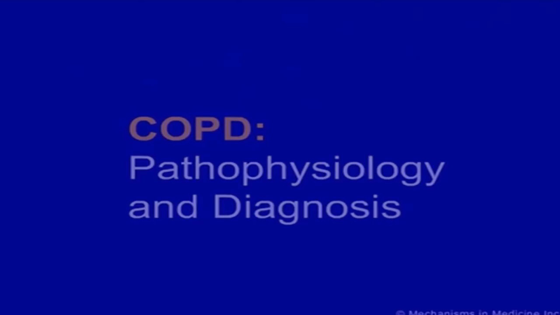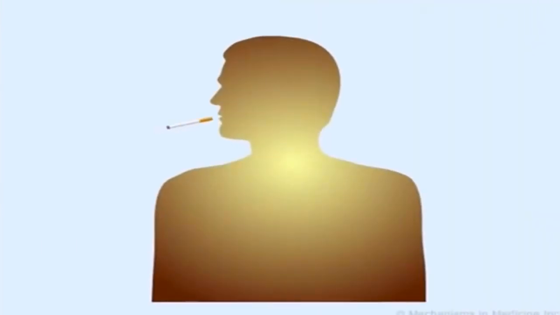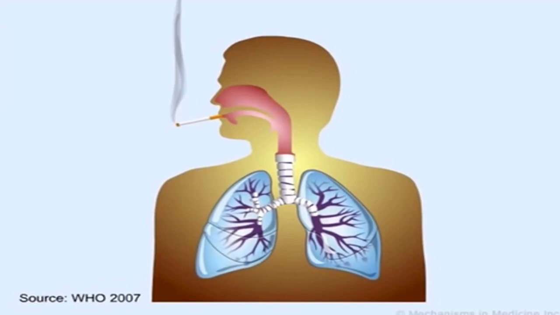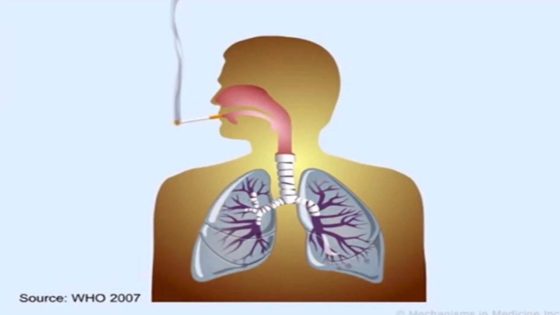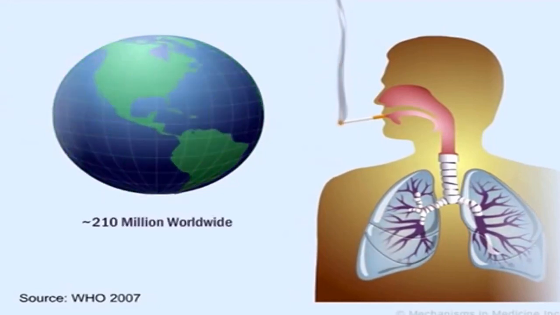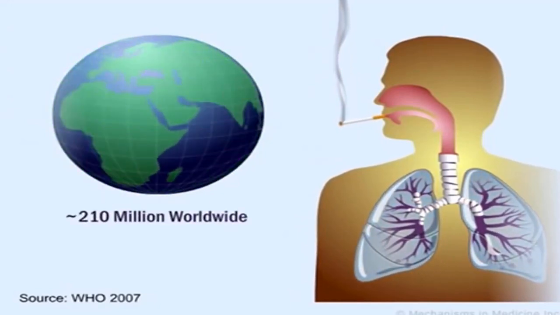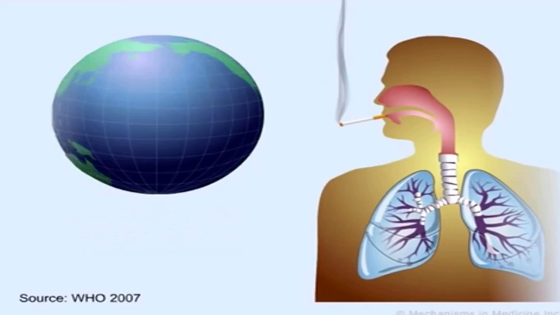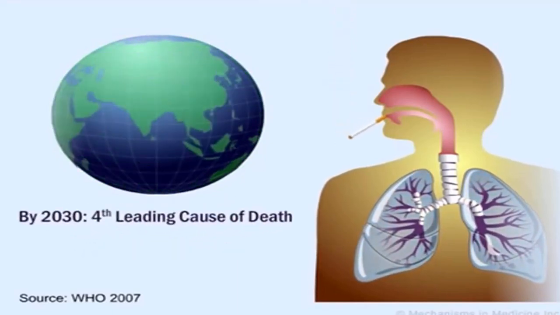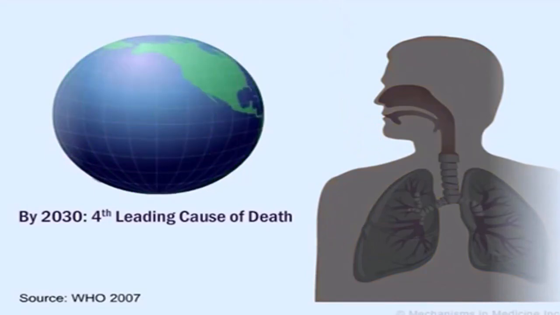Chronic obstructive pulmonary disease, pathophysiology and diagnosis. Cigarette smoking is by far the most common primary risk factor of COPD worldwide. According to global statistics, approximately 210 million people have COPD. By 2030, COPD is predicted to be the fourth leading cause of death worldwide.